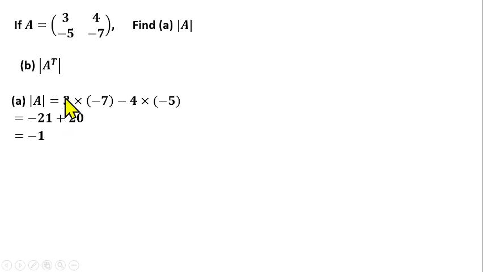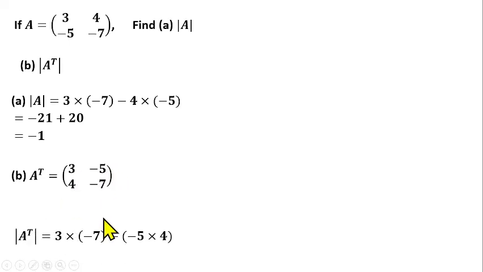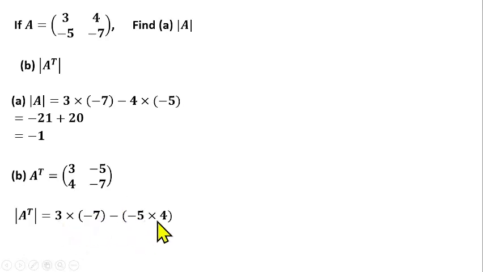Then for the second one, B, you need to find A transpose first. If you find A transpose, that means the columns become the rows. So you have a 3, then minus 5, which is this, then you have a 4, minus 7, which is this. So we have been able to transpose matrix A. Then you now find the determinant of it. So 3 times minus 7 minus 5 times 4. This should give us minus 21, then plus 20, because minus 5 times 4 gives us minus 20, and minus times minus will give us plus. So we have minus 21 plus 20, and that will give us minus 1 as well.